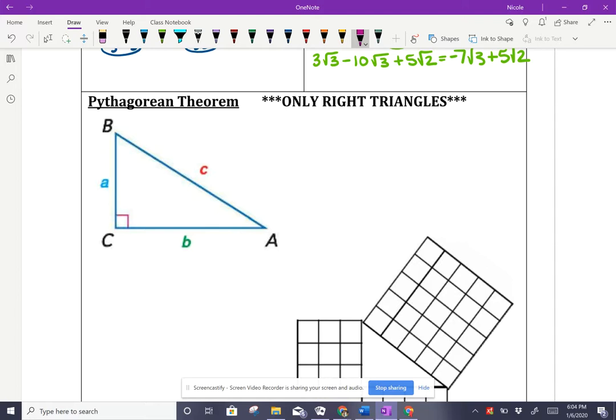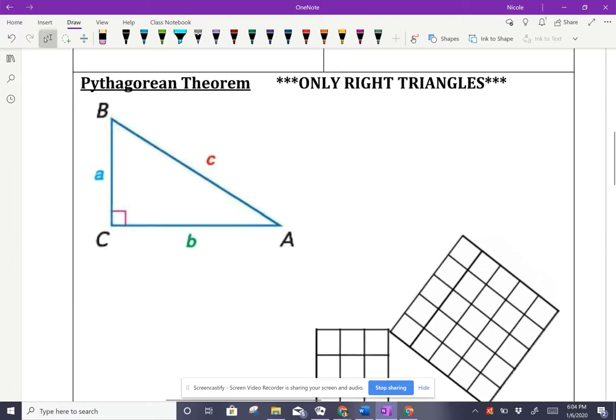But this is something that I cannot stress enough: it is only true for right triangles. You can only use this for right triangles. You cannot use it for an obtuse triangle. You cannot use it for an acute triangle. This only works for right triangles. So implant that in your head. Right triangles only, Pythagorean theorem.